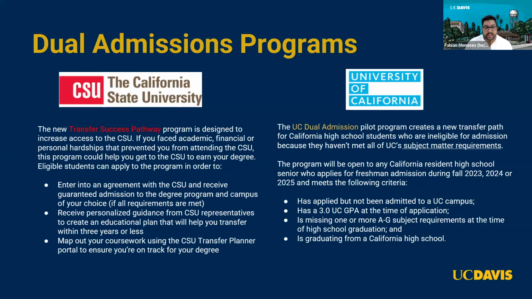So for reference, this year our high school seniors will receive the dual admissions offer either last week or this week, and then they have the option to opt in by a specific timeline.